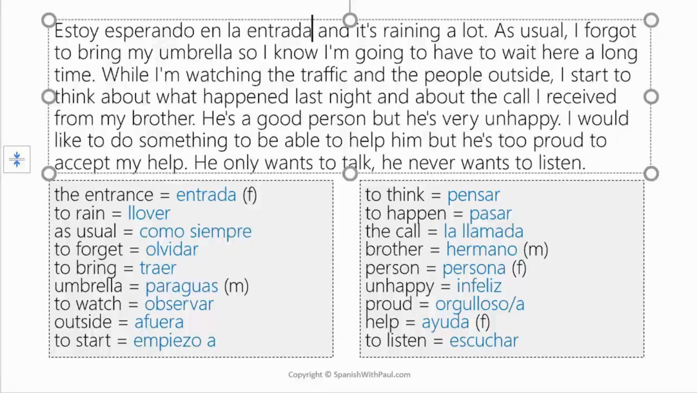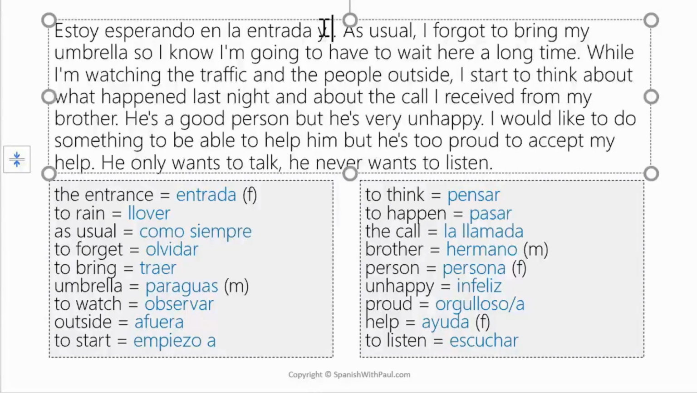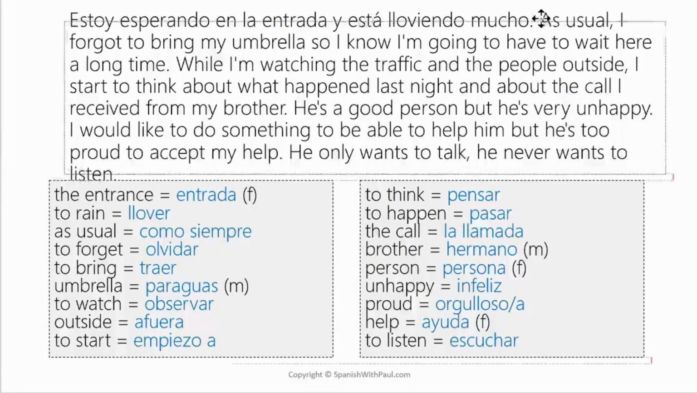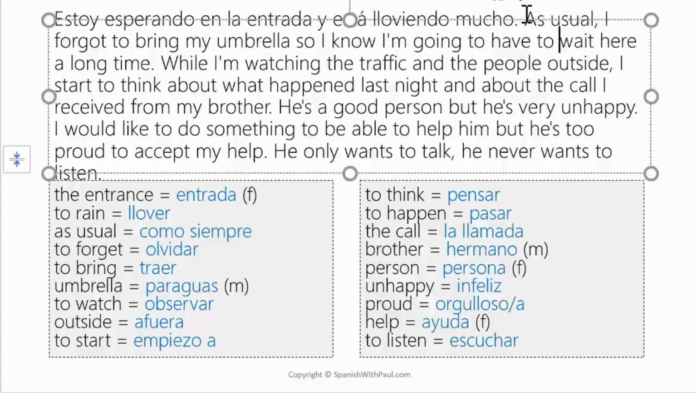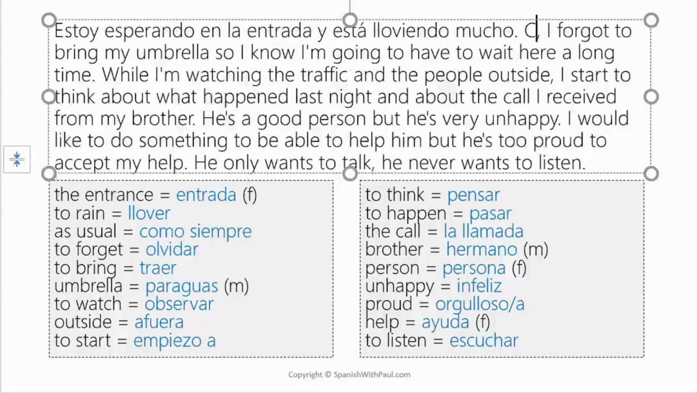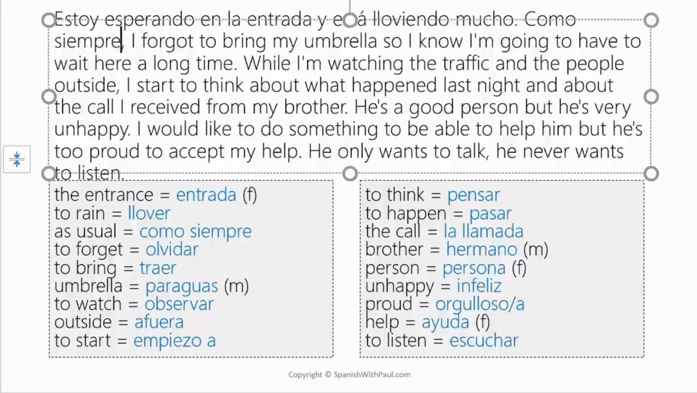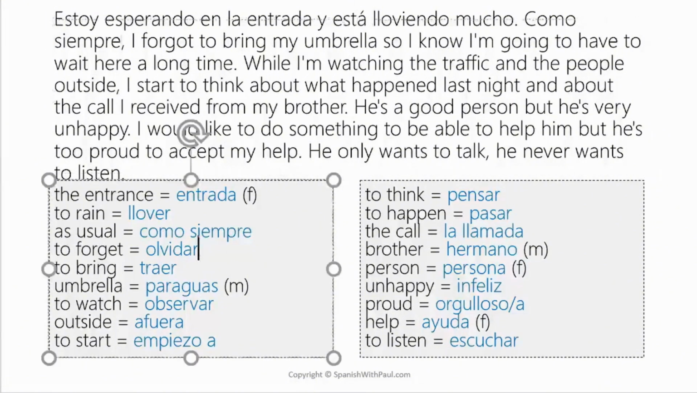And it's raining a lot. More present progressive. Y está lloviendo mucho. Now, as usual, we're going to use como siempre, like always. Let me drag this back here. So, como siempre. I forgot to bring my umbrella. So the verb olvidar, to forget. I forgot. Olvidé. Get rid of the ending and replace it with an E with an accent. So olvidé is I forgot.